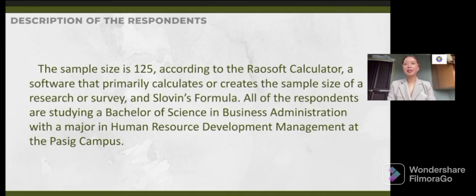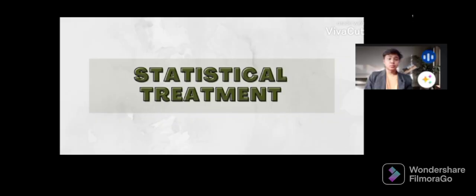The sample size is 125 according to the Raosoft calculator, a software that calculates the sample size of a research or survey, and Slovin's formula. All of the respondents are studying Bachelor of Science in Business Administration with a major in Human Resource Development Management at the Pasig campus. And the last part is the statistical treatment.